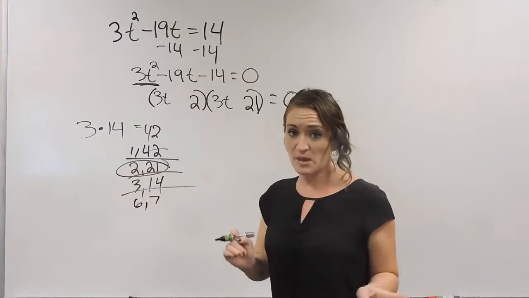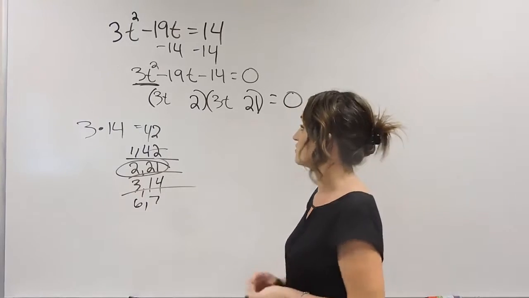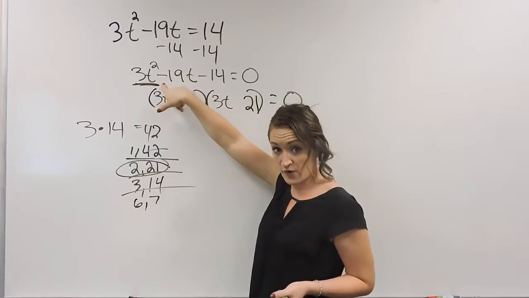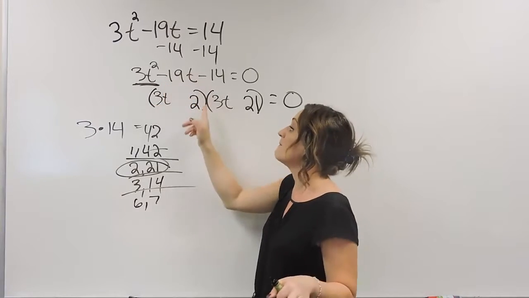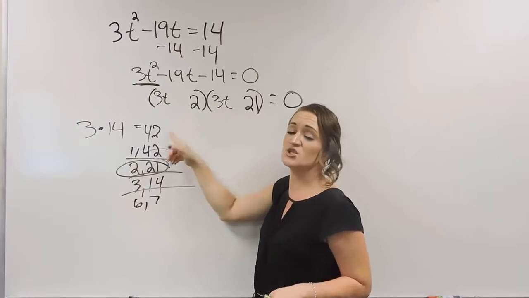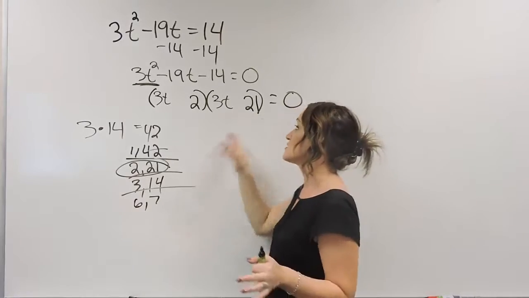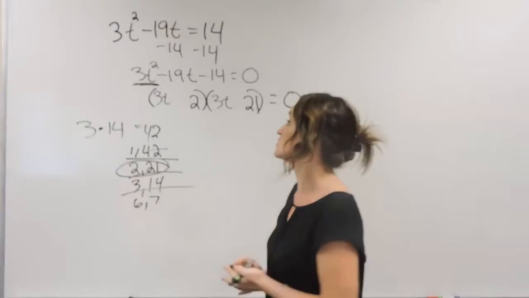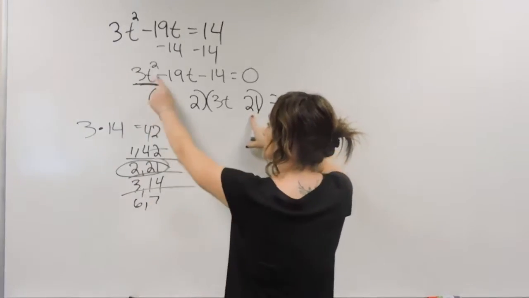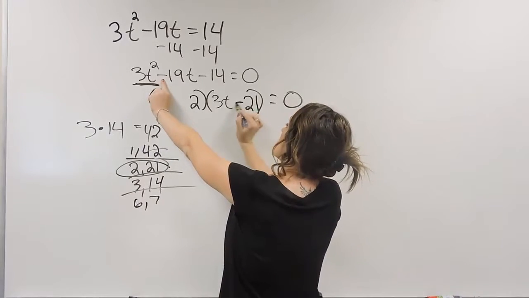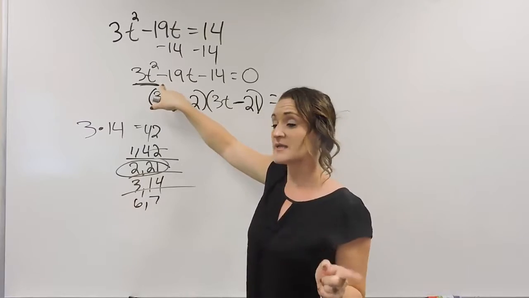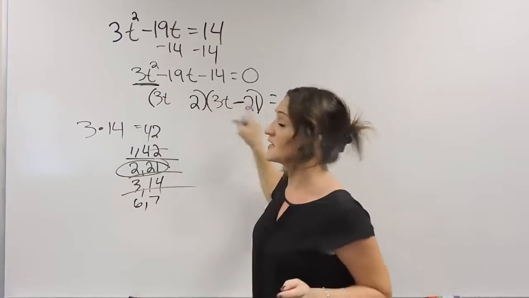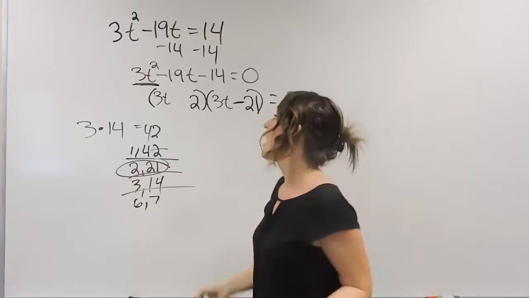So some things to remember when it comes to knowing what signs to use. Always look at your middle term first. Whatever sign your middle term has, the bigger number out of these two has to have it. So since 21 is definitely bigger than 2, I'm going to give 21 the same sign as my middle term. So that means it's going to be negative. All right, so whatever sign your middle term has, the bigger one of these numbers is going to have it.